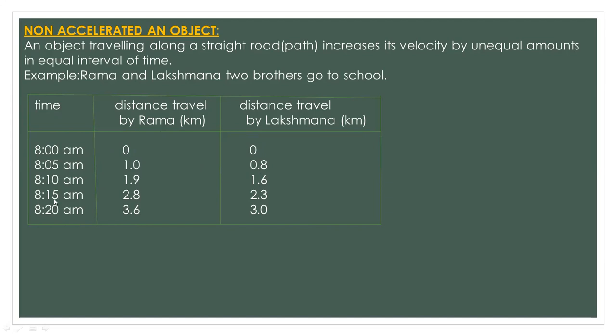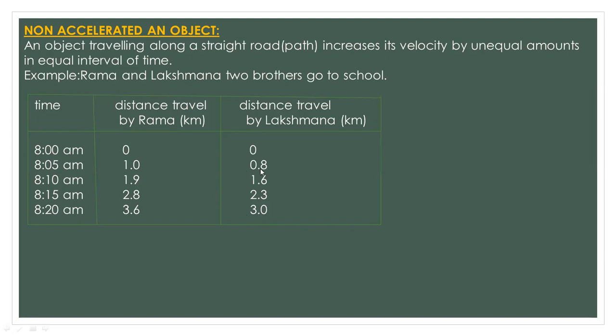At 8:15, after 5 minutes again, Rama reached 2.8 kilometers, but Lakshmana reached 2.3 kilometers. At 8:20 a.m., after another 5 minutes, Rama reached 3.6 kilometers, but Lakshmana reached 3.0 kilometers. So what is it indicating, dear students? Here your time intervals are the same, it means 5 minutes each.